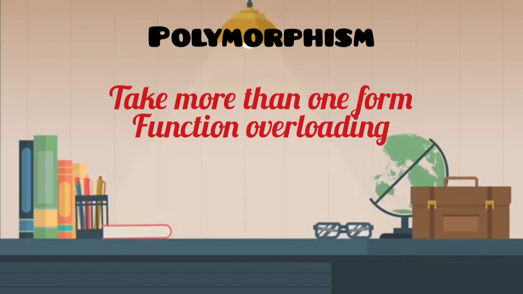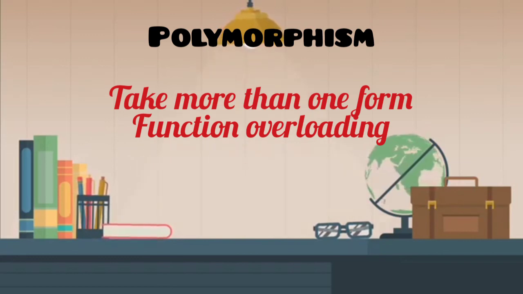Next, polymorphism. The ability to take more than one form is called polymorphism. Polymorphism supports the function overloading property.